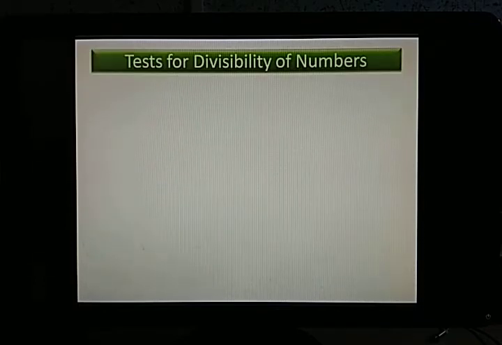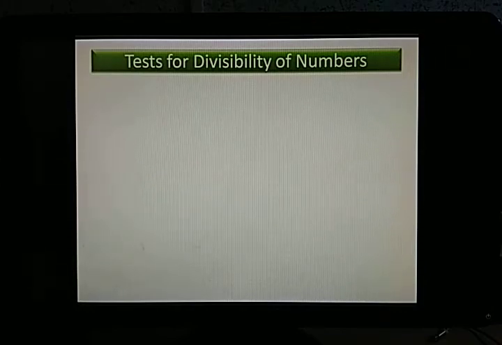Hello everyone. In the last class, we discussed some of the properties of factors and multiples. Today, we'll be discussing a new topic where we'll learn the rules of divisibility of different numbers. So today's topic is test for divisibility of numbers.